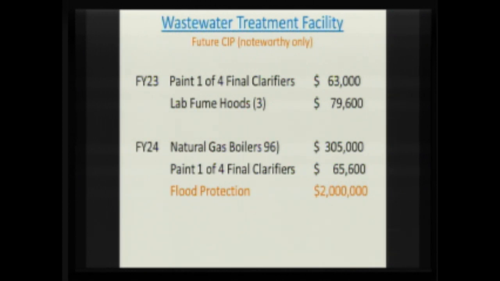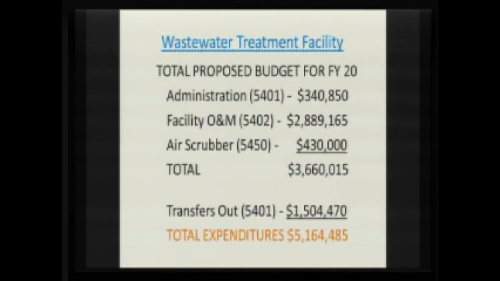Next slide. Okay, so total proposed budget for fiscal year '20, the 5401, the administration, and then 5402, the facility O&M, the air scrubber, which is in 5450, comes to a total of 3.7 million. Then, of course, when you take into account the transfers out that come out of 5401, you have a total expenditure of $5.2 million for fiscal year '20.